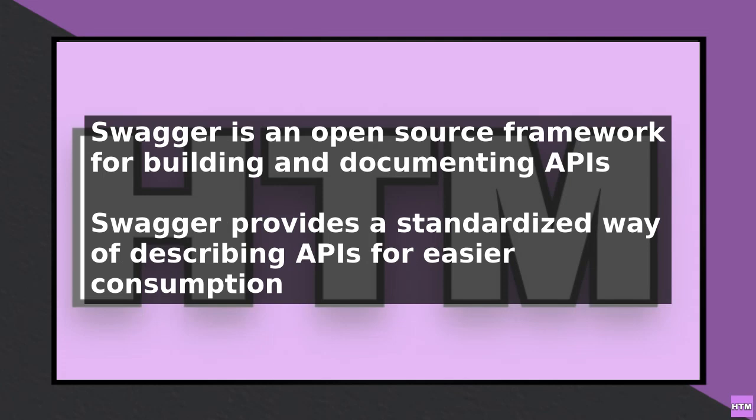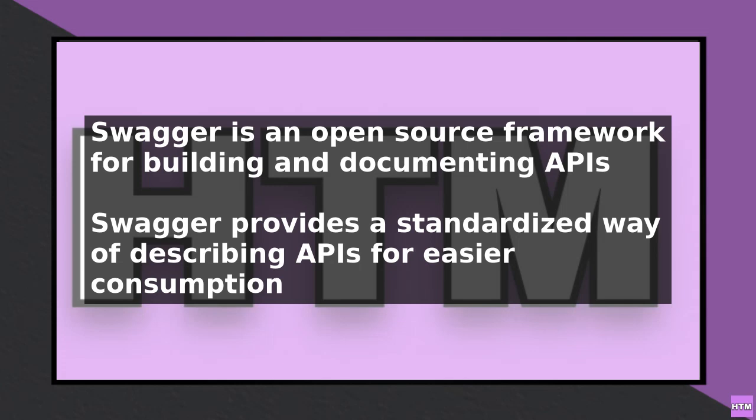On the other hand, Swagger, or OpenAPI, is an open-source framework for building and documenting APIs. It provides a standardized way of describing APIs, making it easier for developers to understand and consume them. Swagger allows you to create interactive API documentation, generate client code, and test APIs directly from the documentation.